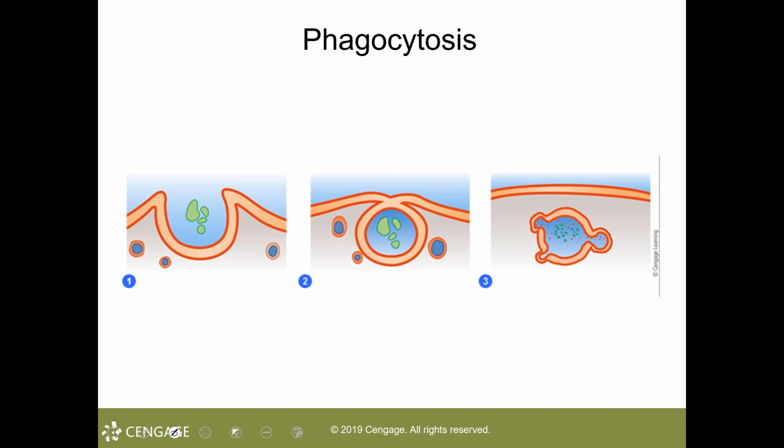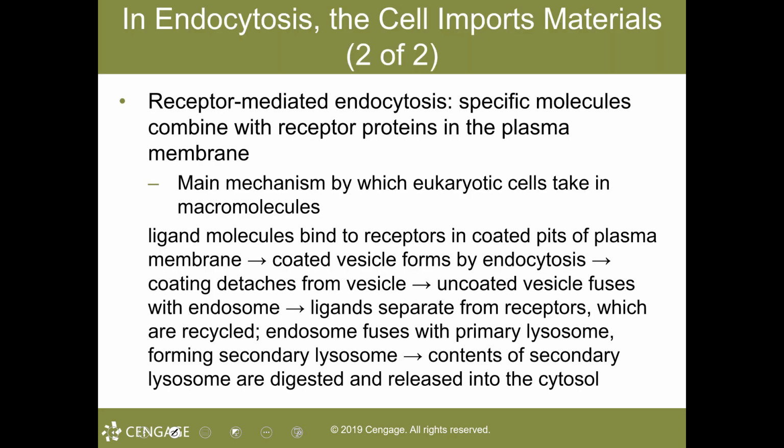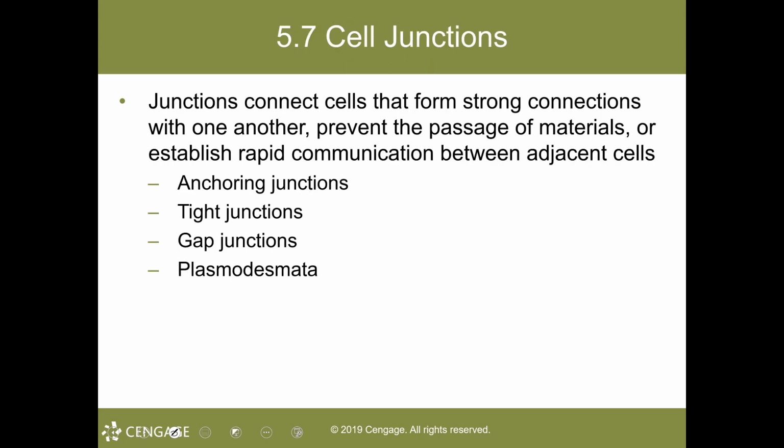Showing phagocytosis here: first things first, a vesicle is being created. The vesicle is here and created, and of course it is now inside the cell. We won't deal so much with receptor-mediated endocytosis, but this does deal with the way in which the cell can use a receptor protein on the plasma membrane to take in likely some macromolecule. So now we will end the chapter with cell junctions.